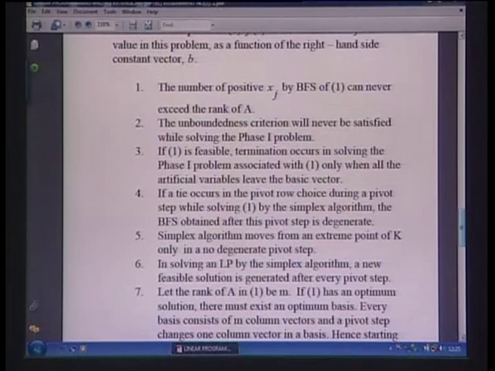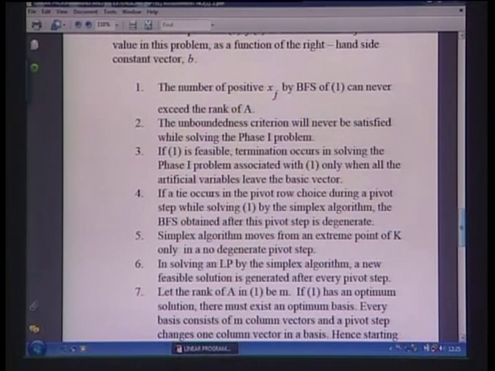So when you answer question number 2, you will say that no, it will never be satisfied, since the objective function value for phase 1 is bounded below by the number 0, right.